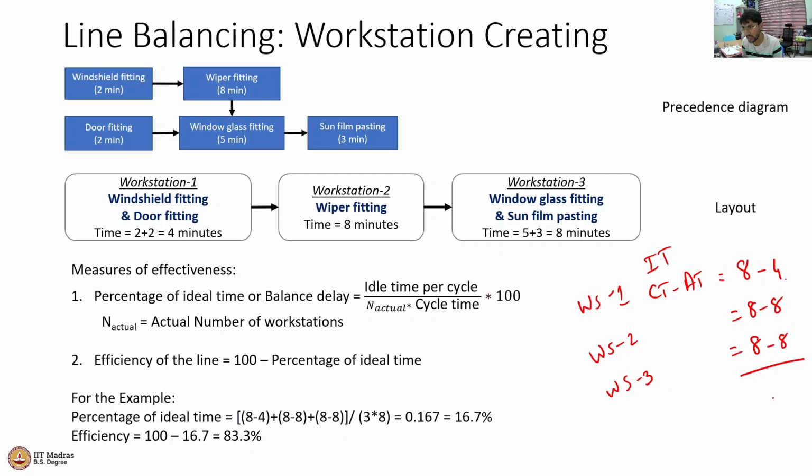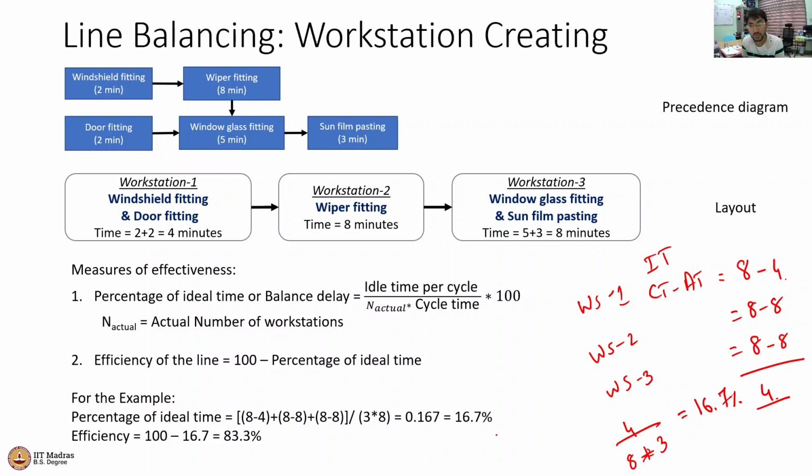So the total of this is going to be 4. And the balance delay is going to be 4 by 8 into 3, since I am using 3 workstations, and 8 minutes per station is the cycle time. So 4 by 8 into 3 is going to be around 16.7%. So this is going to be my balance delay.